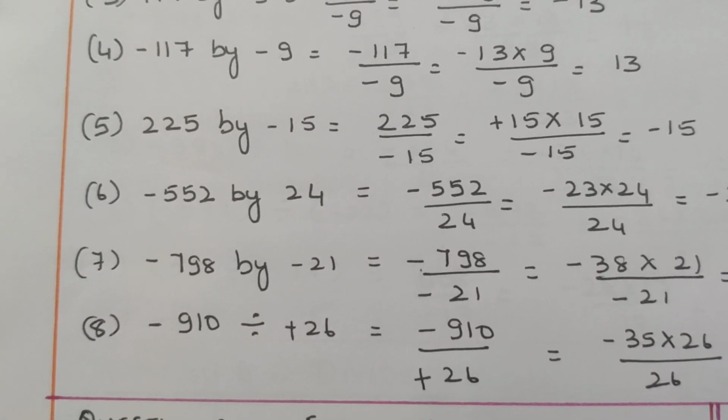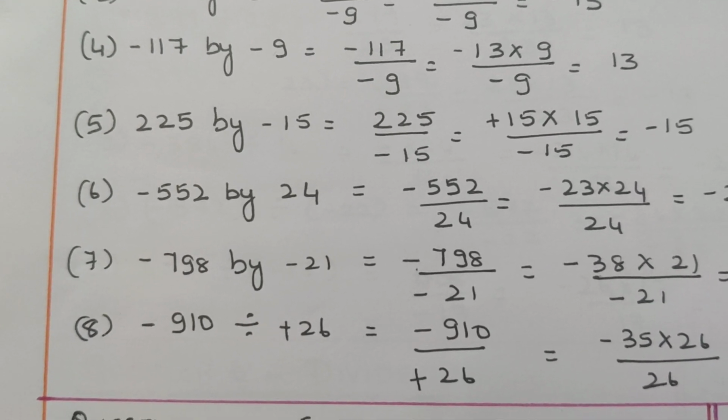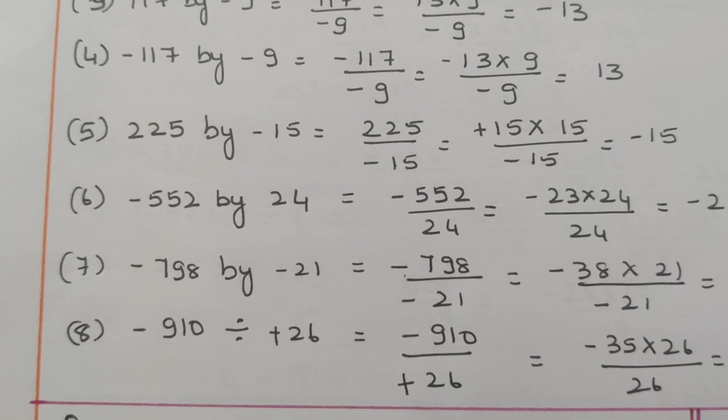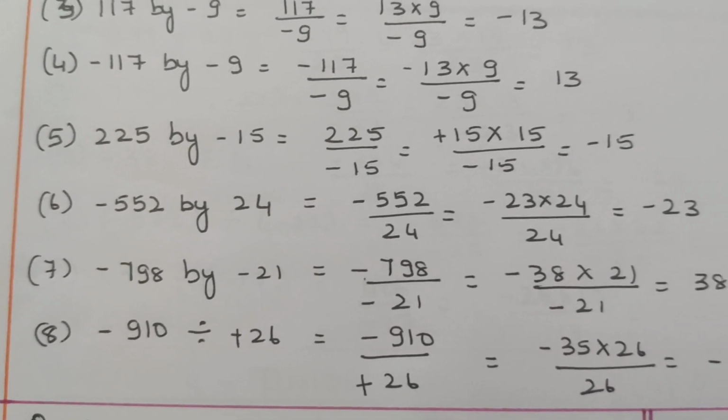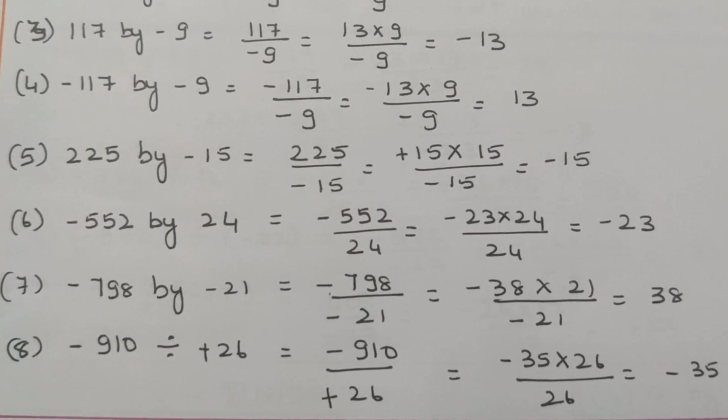Now the sixth sum, minus 552 by 24. I split 552 as 23 into 24. So minus 23 into 24 by 24. The answer is minus 23 because minus divided by plus is minus.